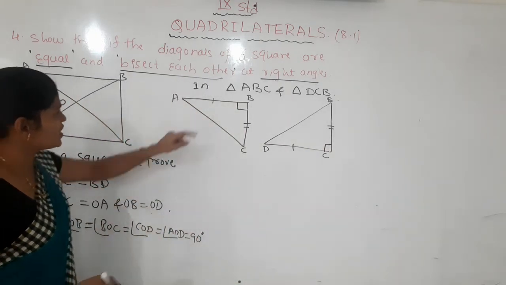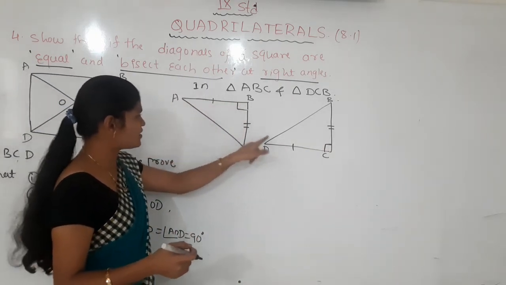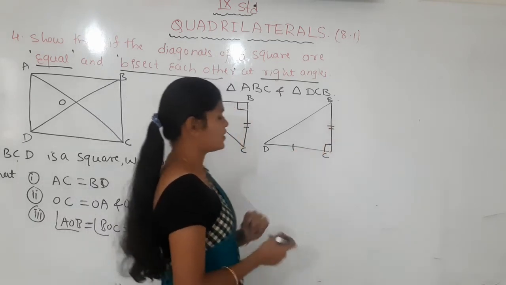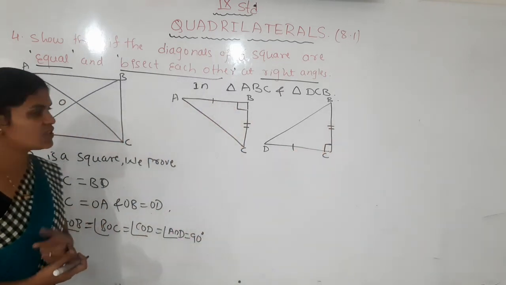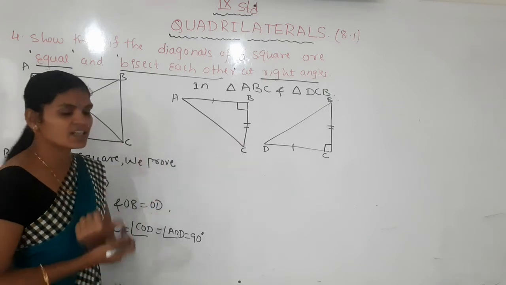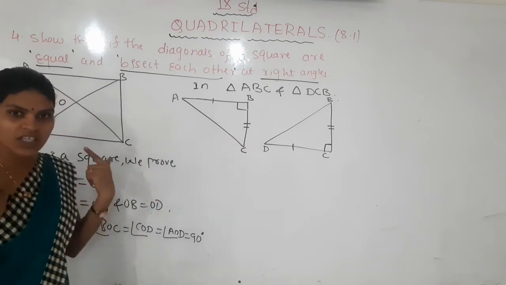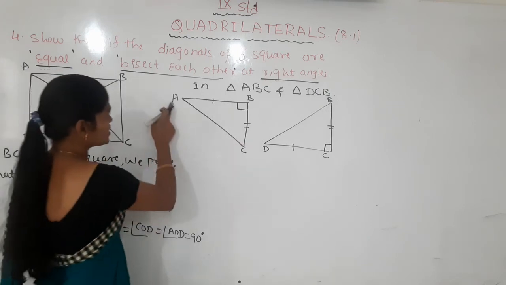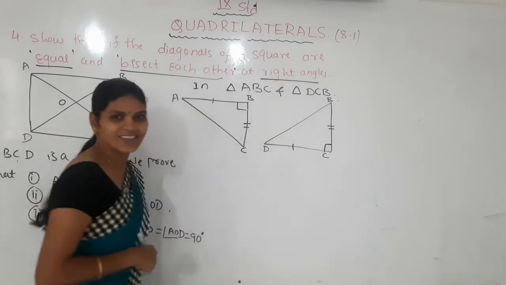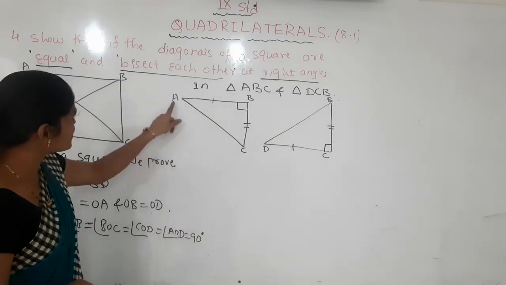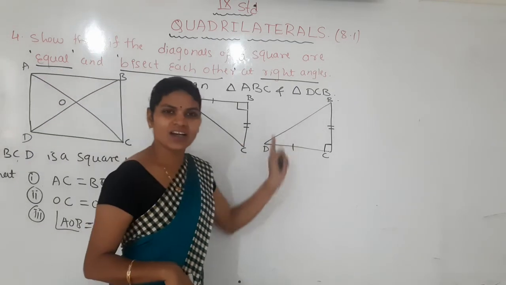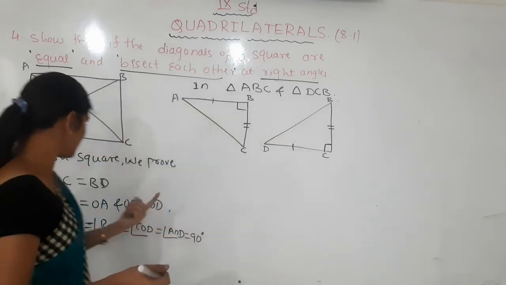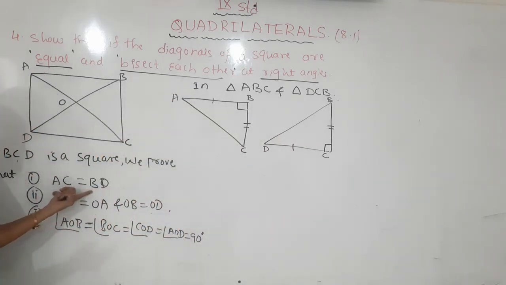So by using the side angle side congruence condition we can say that these two triangles are congruent. If these two triangles are congruent, the corresponding parts are equal in length. What are the corresponding parts? AC and BD. These two are equal. This is our thing. Yes, it is very interesting.